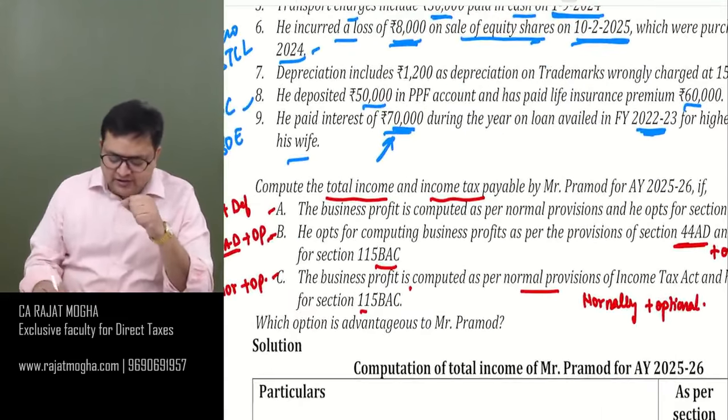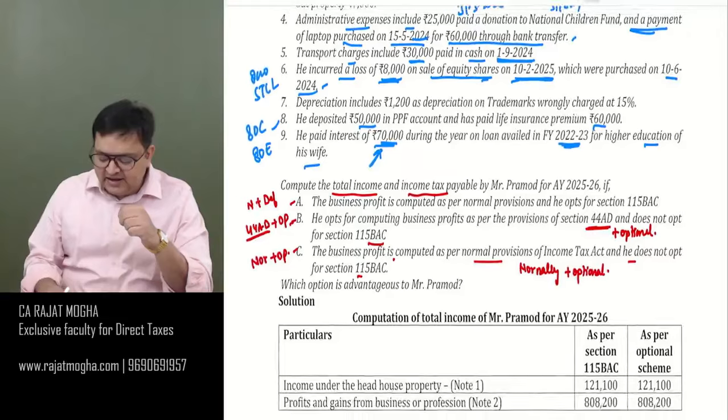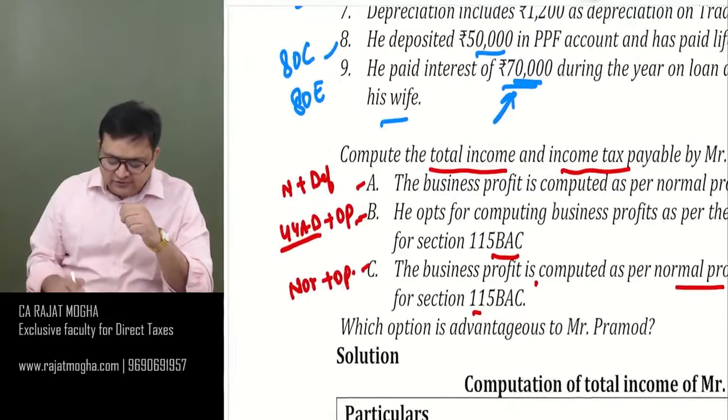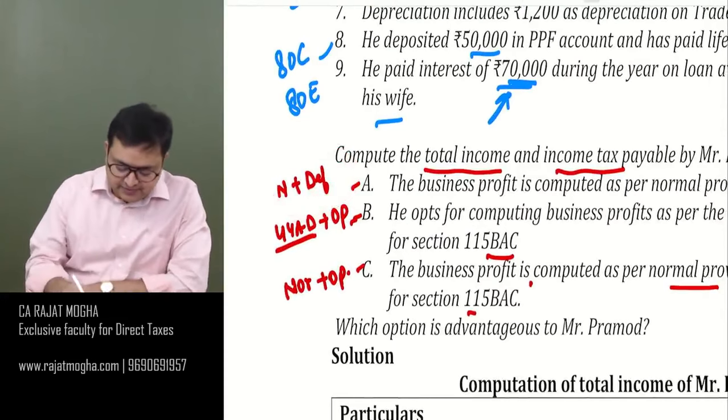So first of all, I would suggest let us compute the business profit or other income also as per the normal provisions, and he is opting for the default regime. So right now, let us do it by the default regime. Everybody with me.